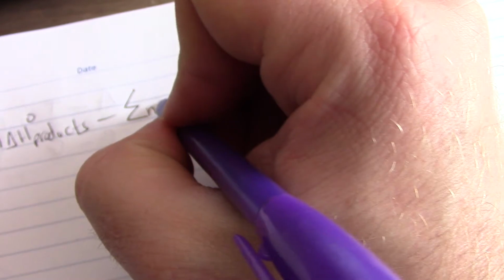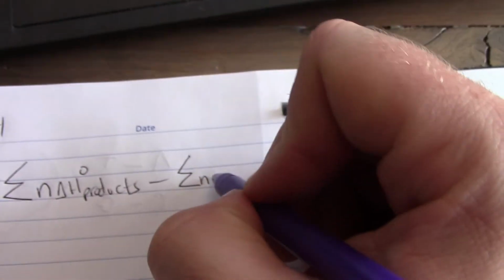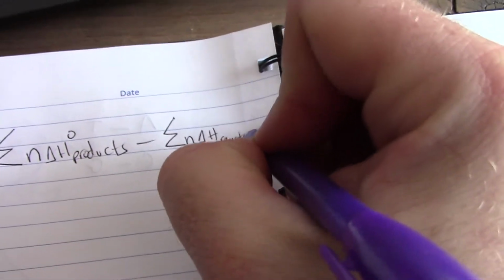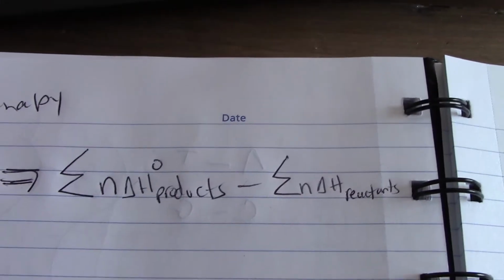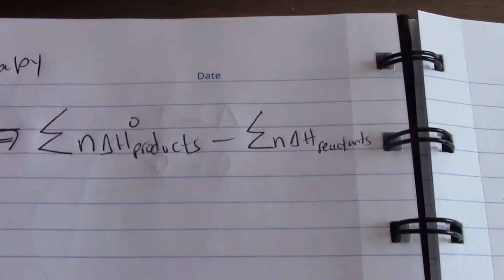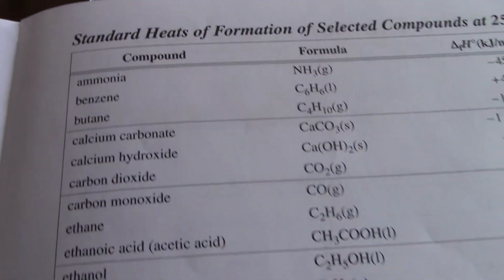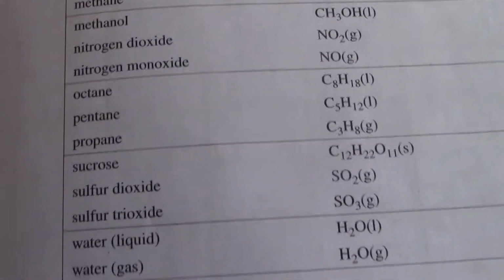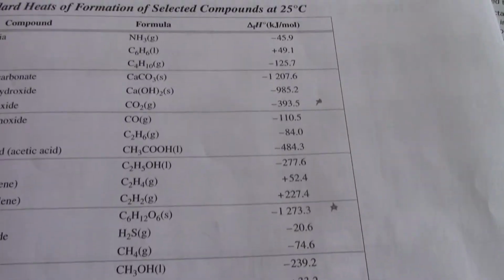Minus the sum of the number of moles times the delta H of the reactants. So it's products minus reactants, and we have to take into consideration moles and enthalpies of formation. So the amount of energy required to form these molecules, because that's how much energy is going to be released when they're converted into something else.